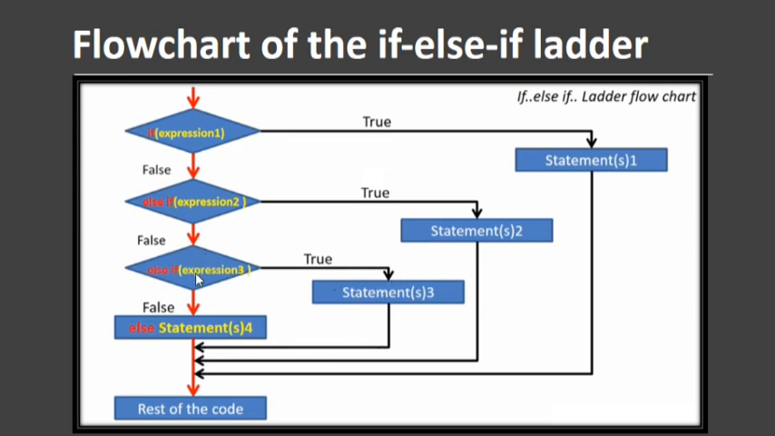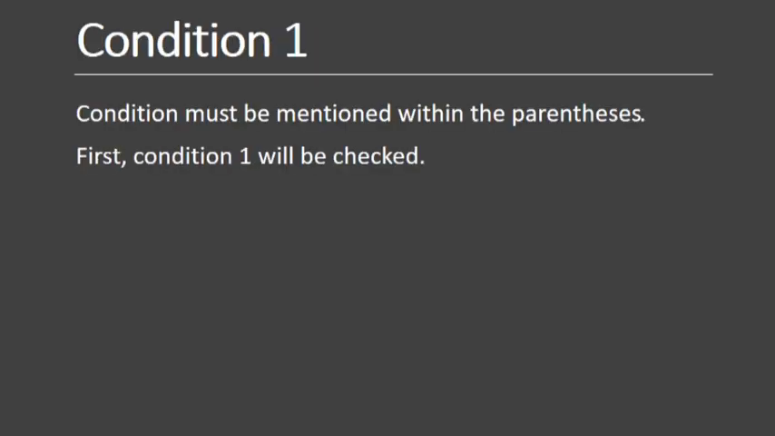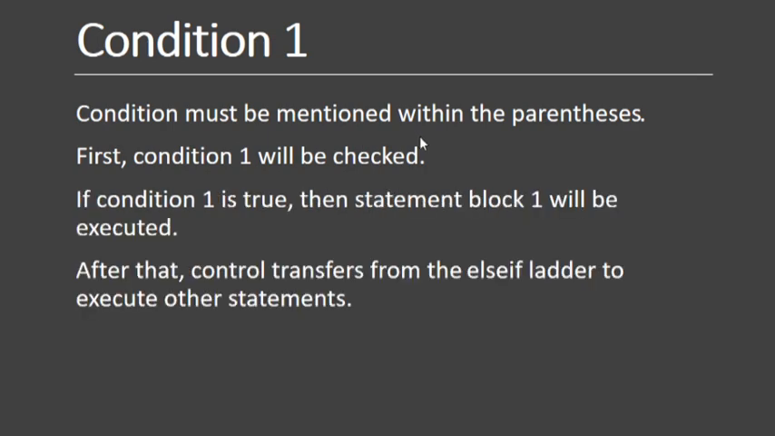If none of the above conditions are true, by default the else statement will be executed, if you are writing it. The else statement is not mandatory here. Without it, the else if ladder also works. So that's the same thing I wrote here. The condition must be mentioned within the parentheses. First, condition 1 will be checked. If condition 1 is true, then statement block 1 under the condition will be executed. After that, control transfers from the else if ladder to the other statements, coming out of the ladder.